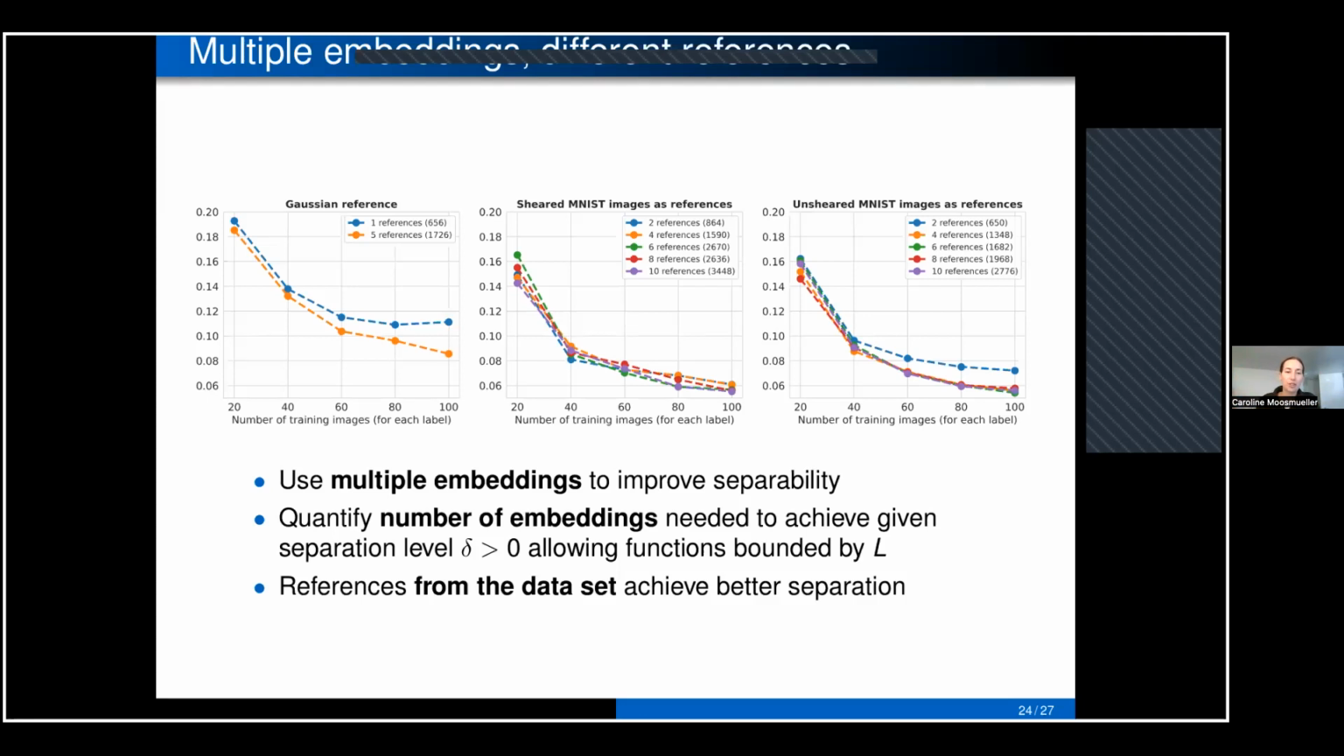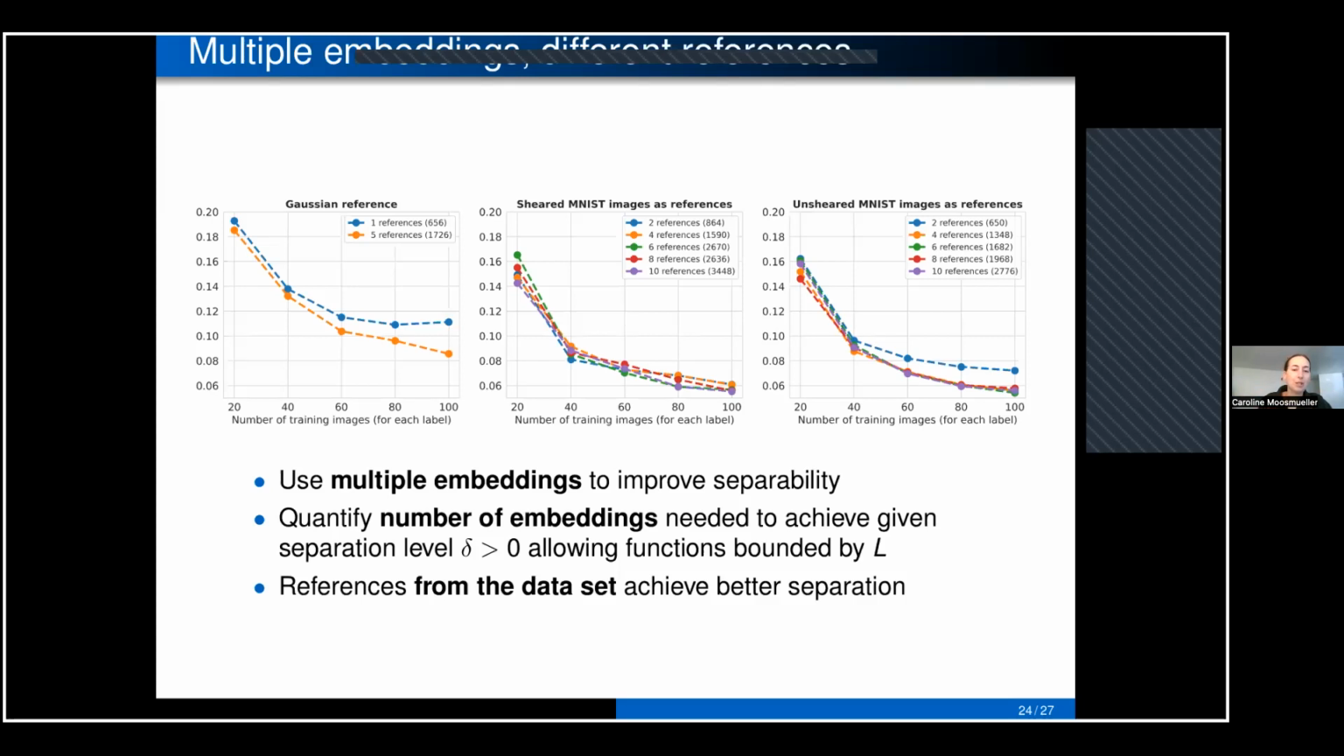So what you see in the plots is a comparison between different references, plus a comparison of what happens if I use multiple references. So in the Gaussian example, the blue line is one Gaussian reference, and the orange line is 5 Gaussian references. And in the middle plot, you have sheared MNIST as a reference. What happens if I use 2 of them, or what happens if I use 10 of them? And so what we see in the plots, at least, is that using more embeddings does give an improvement. It's not clear if there's a huge difference between 6 and 10 in this example, but there seems to be a difference between 1 or 2 and more.